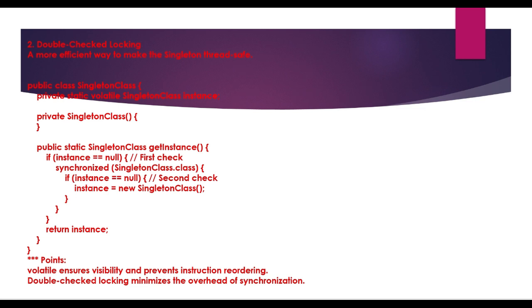So the approach is almost the same: create a static instance variable for it. You add a volatile over here. If you see here, along with static there is a volatile singleton instance created. Now volatile is basically used when you're dealing with multiple threads.